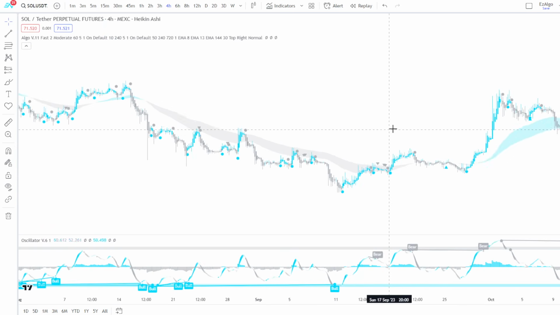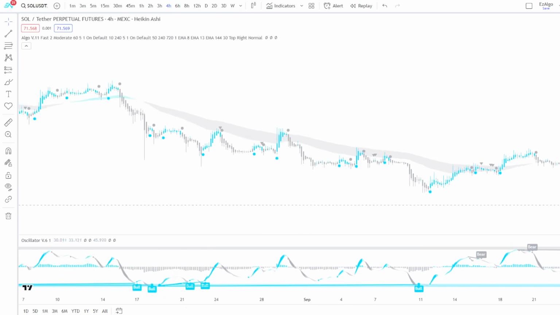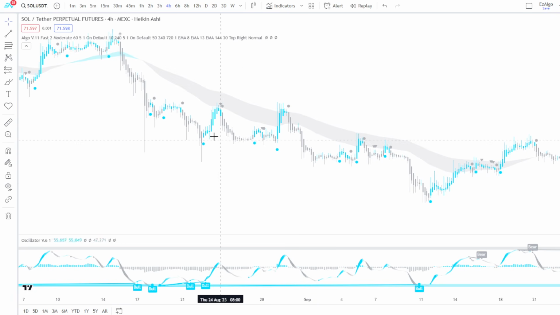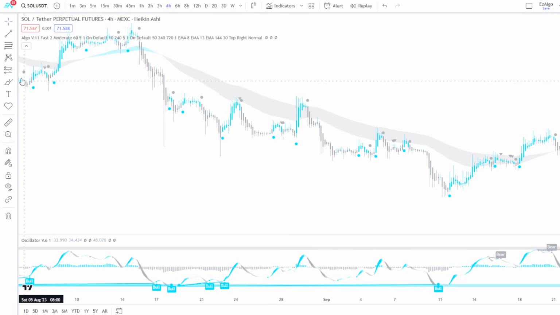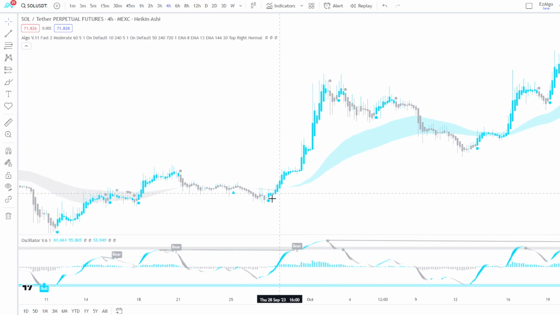You'll notice here on Solana, the trend cloud flips bearish, sell signals here are valid. We get the EzOscillator mild sell signal, price testing that trend cloud, and an EzAlgo sell signal, which would be your short entry. Finally, we flip bullish.